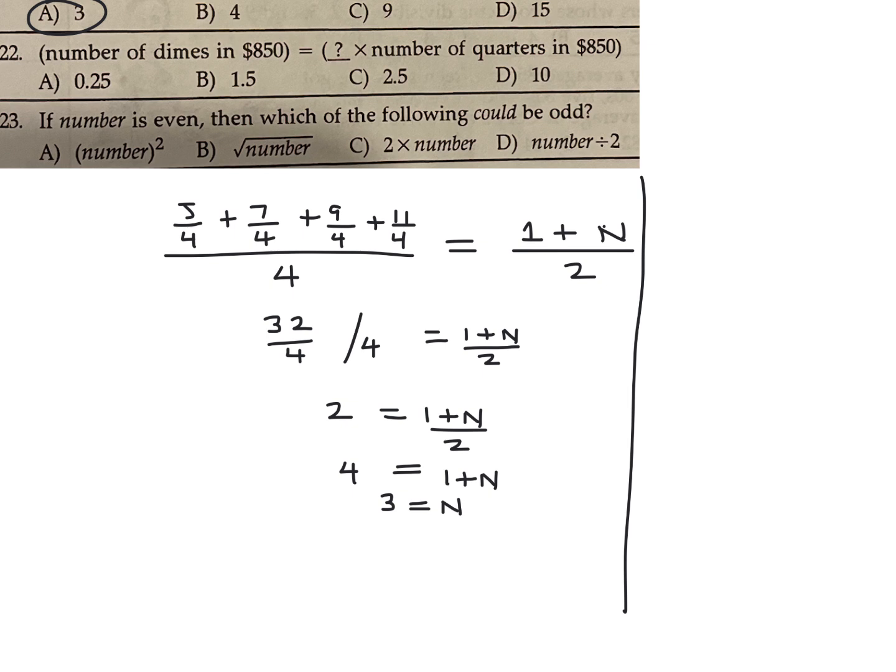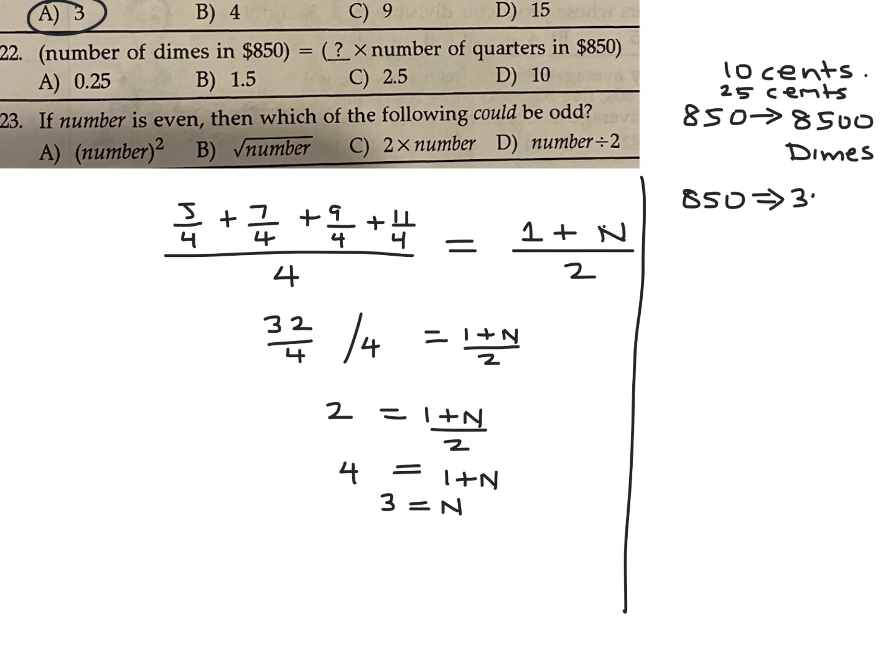The number of dimes in $850 is equal to how many quarters in $850? All right, so $850 would be, well, there's 10 dimes in a dollar, so 8,500 dimes, right? Because a dime is 10 cents. And the number of quarters, well, a quarter is 25 cents, correct? So there's 4 quarters in a dollar, so 4 times 850, which I think is 3,400 quarters.